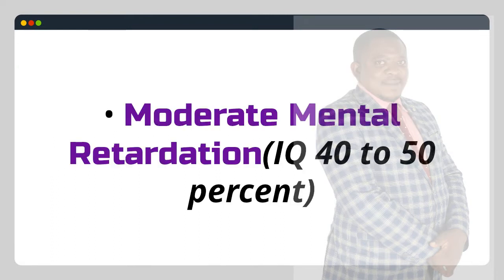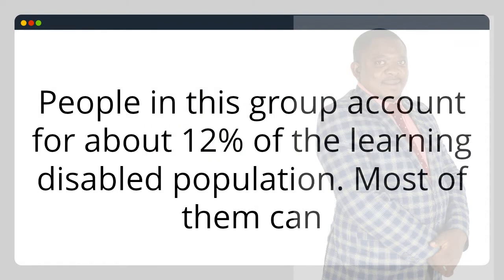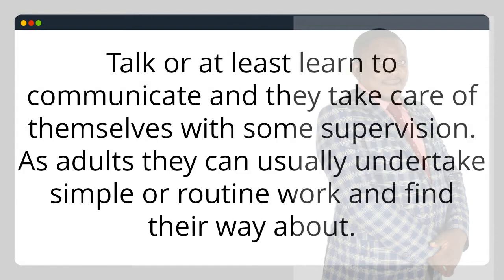Moderate mental retardation, IQ 40 to 50. People in this group account for about 12% of the learning disabled population. Most of them can talk, or at least learn to communicate, and they take care of themselves with some supervision. As adults, they can usually undertake simple or routine work and find their way about.